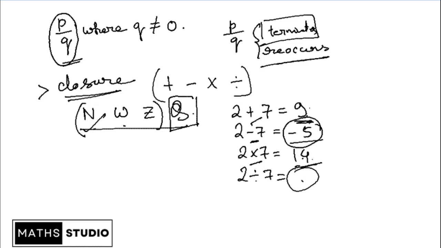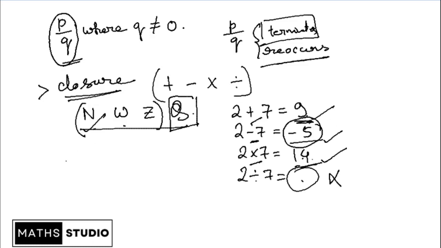If we look at integers, as we studied in class 7, when we add two integers the result is also an integer. When you subtract two integers the result is also an integer. When you multiply two integers the result is also an integer. But when you divide two integers the result is not an integer. So integers are not closed under division, but are closed under addition, subtraction and multiplication.